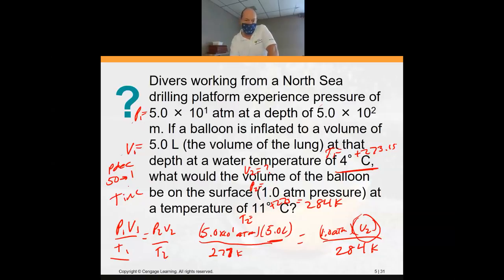But our temperature is also increasing. So we went from a temperature of 277 to 284. And with an increase in temperature, remember what happens to the volume when you get hot: it increases. This volume number better be a lot larger than the 5 liters. And it is a lot larger than the 5 liters. It is 2.6 times 10 to the second.